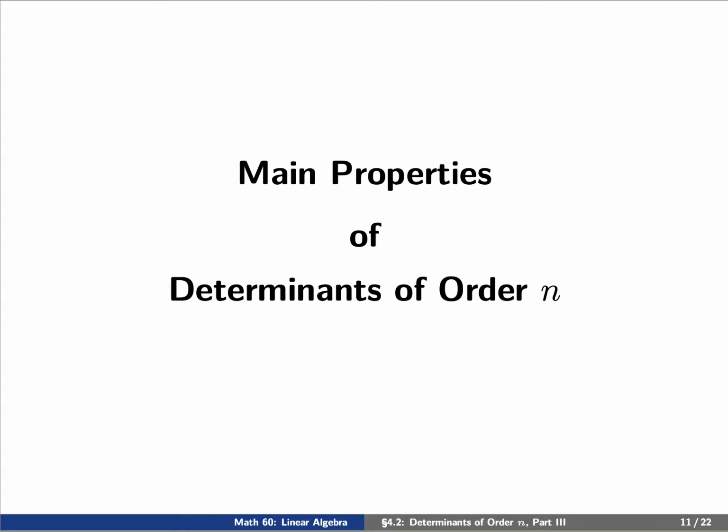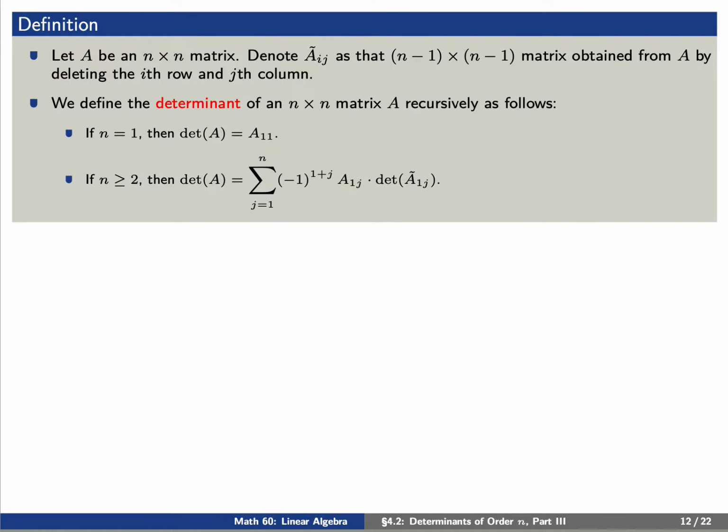Today we'd like to go over a couple of main properties about the determinant. First, we'll recall the definitions. Let's say that A is an n by n matrix. Recall that A_ij tilde is that n minus 1 by n minus 1 matrix obtained from A by deleting the ith row and the jth column. We'll define the determinant of our matrix recursively as follows. When n equals 1, then A is a 1 by 1 matrix, which we identify as a scalar. The determinant of A is just that scalar.